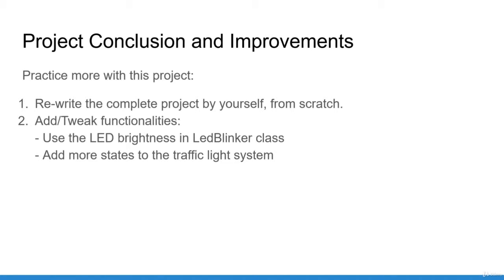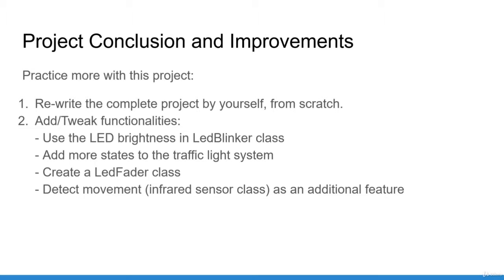And then you can also add more states to the traffic light. For example, you could add another state after blink green, which is the yellow, so it will go from blink green to yellow and then to red again. Instead of a LED blinker class, you can also create an LED fader class to make the LED fade in and fade out, which will bring a different visual effect.